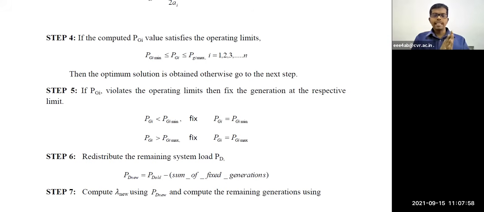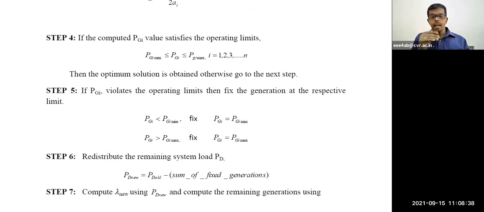In the previous problem we have seen, the minimum value, I think 50 megawatt, it has come like some 30 megawatt. So it is violating the minimum operating limits. It is going beyond this minimum operating limit. So what we did is we fixed that generation to the minimum value, which in the problem I think is given as 50 megawatt.